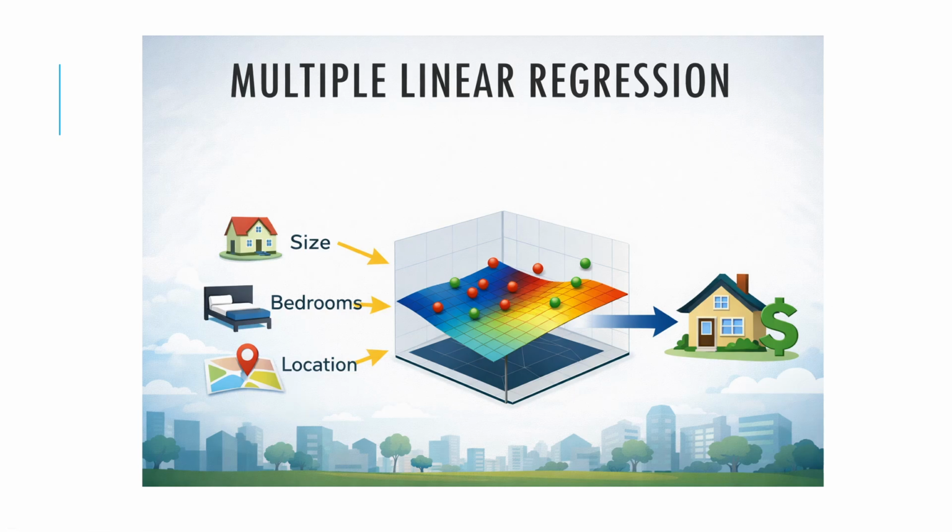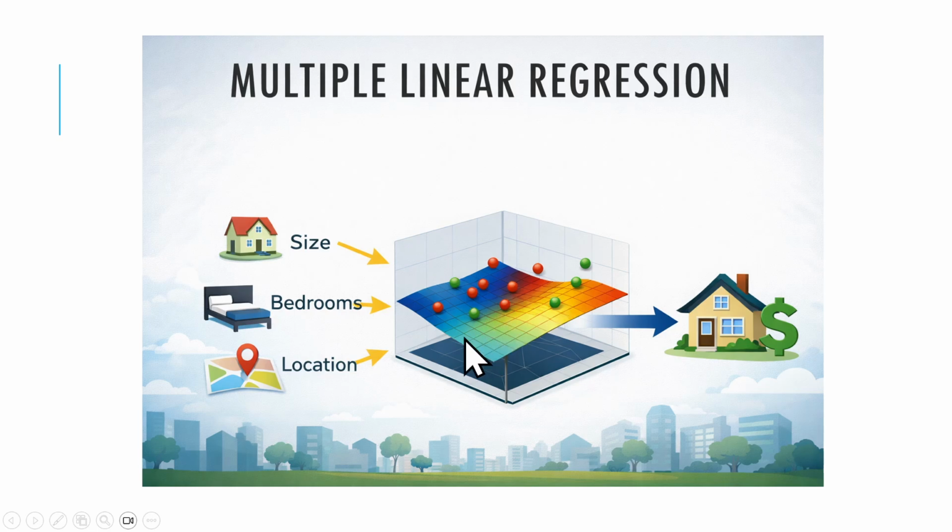Okay, so in the middle you see a 3D surface. This is like the best fit line, but in a higher dimension. Since we have multiple inputs, instead of a line, the model creates a plane that fits the data. These colored points represent actual data. The surface tries to pass as close as possible to these points. The model adjusts the coefficient of each feature so that the surface fits the data as best as possible.